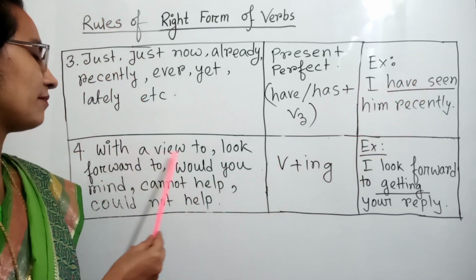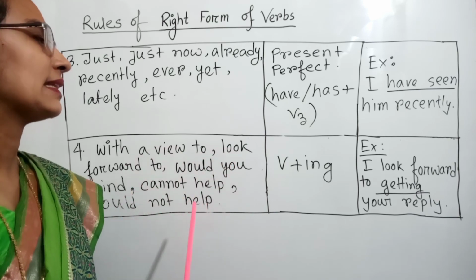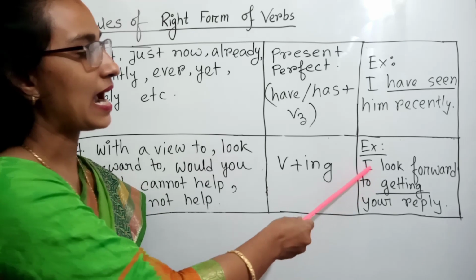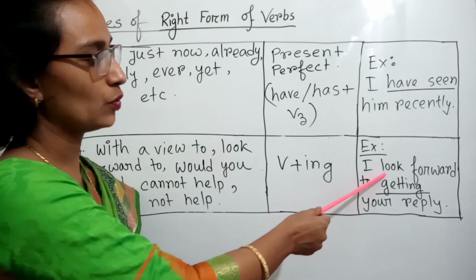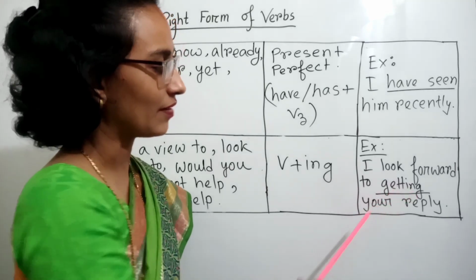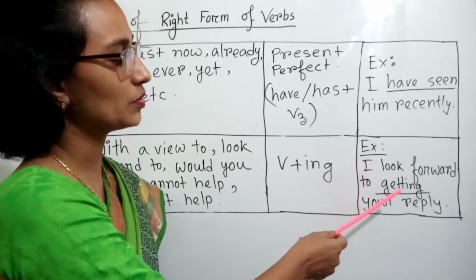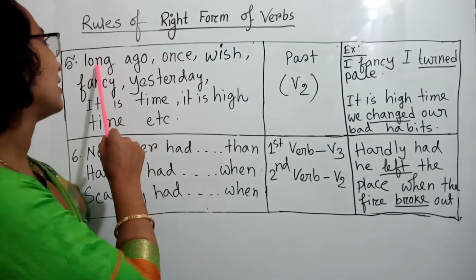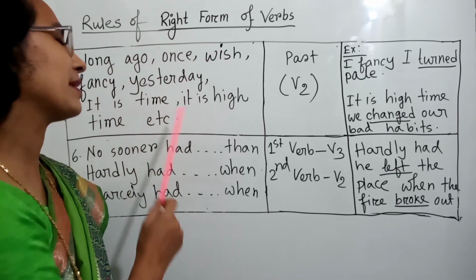If you see with a view to, look forward to, would you mind, cannot help, couldn't help in the phrase, then verb will be verb plus ing. That means I look forward to getting your reply. Here you see look forward in the sentence. That's why I wrote here ing with the main verb. Get plus ing, getting. That's why the sentence is I look forward to getting your reply. Number 5 is long ago, once, wish, fancy, yesterday, it is time, it is high time, etc.